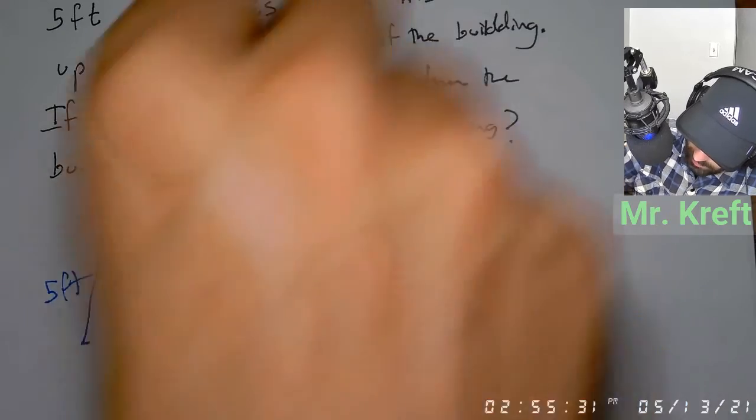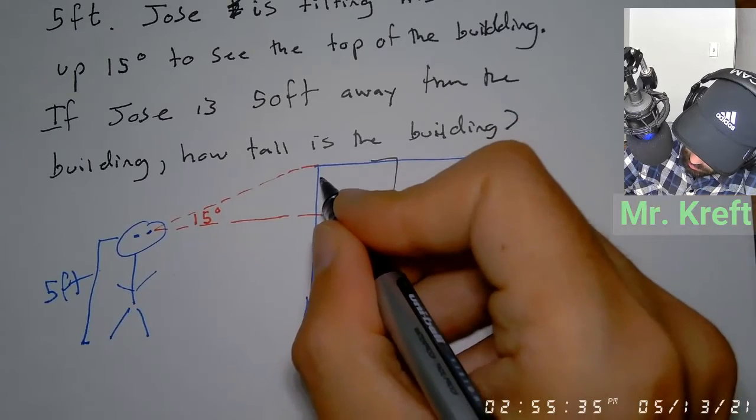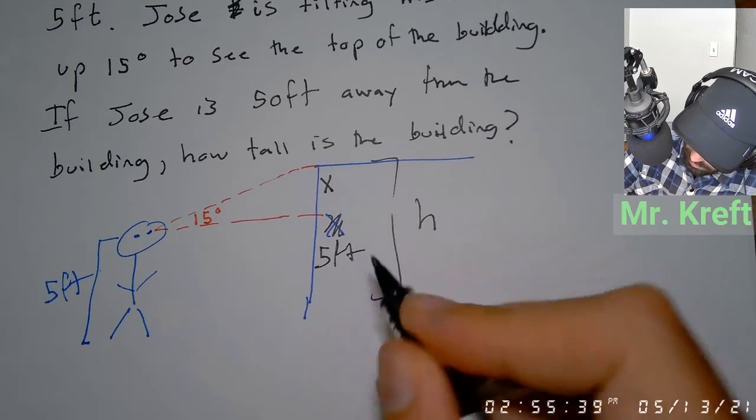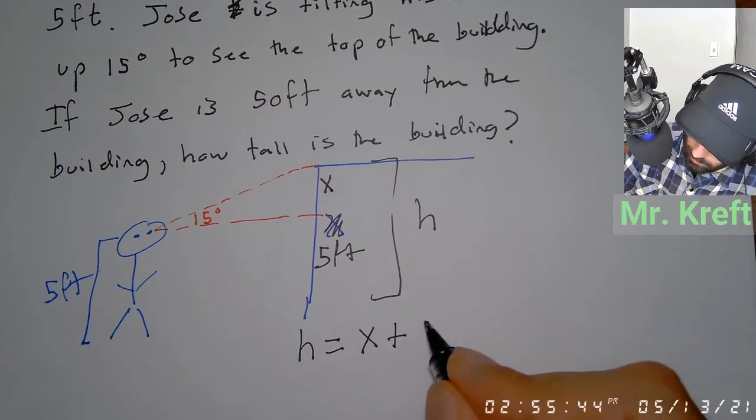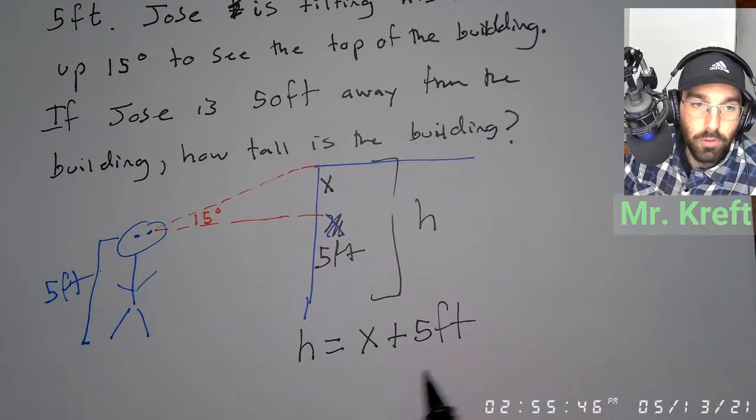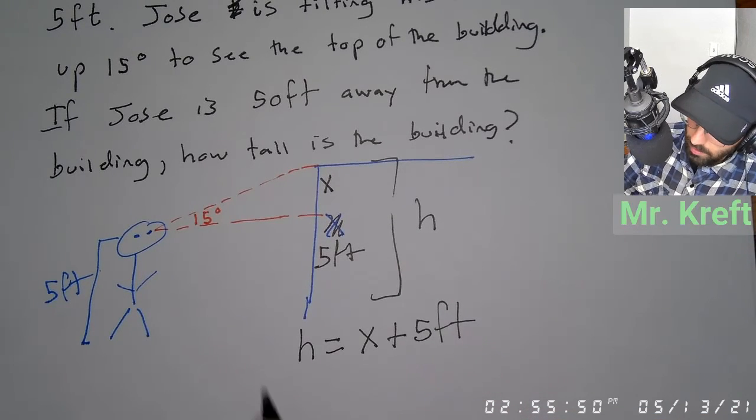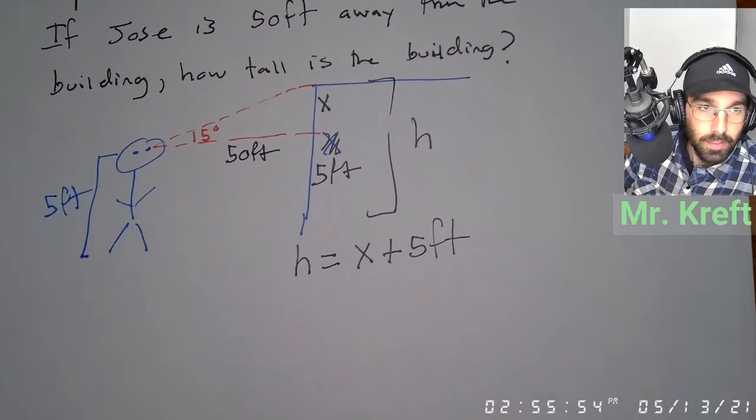We have to remember that I should call this h, right? So this total height is h, but if we call this small one x, this is 5 feet. So h of the building is going to be x plus 5 feet. I'm sure quite a few people forgot to add the 5 feet into their answer, because he's going to be 50 feet away.